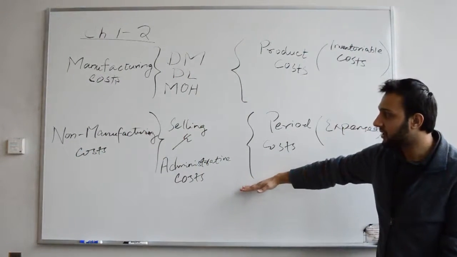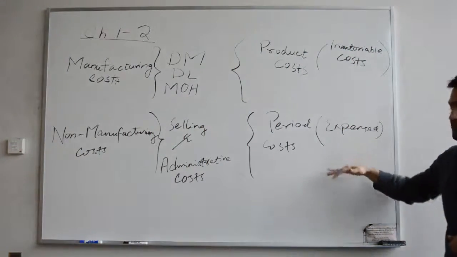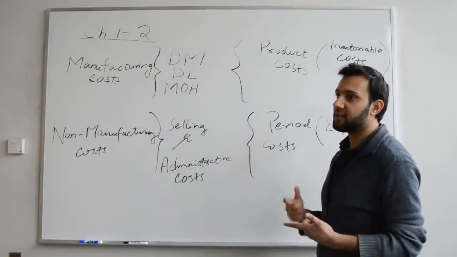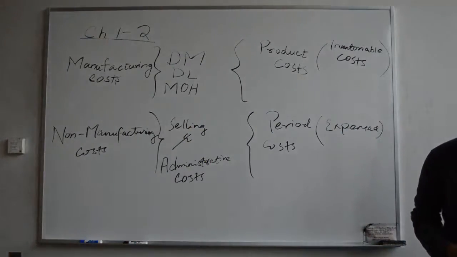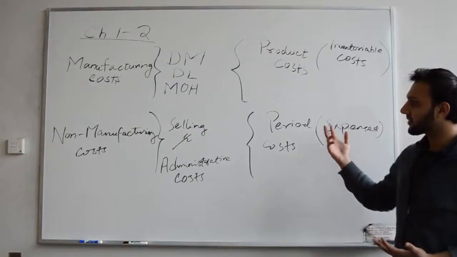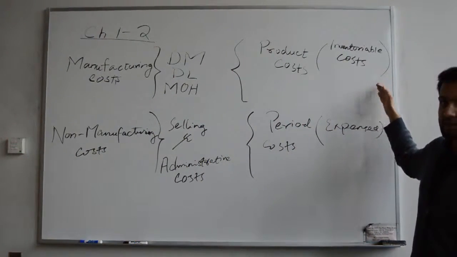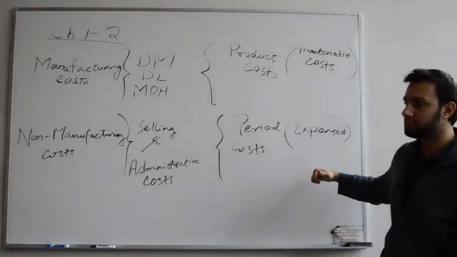For non-manufacturing costs, selling and administrative, these are called period cost. The reason being, you expense them in the period that you incur them. So if this year or this month I paid a utilities bill, I will expense it on my income statement right away. It doesn't go in my balance sheet, I cannot capitalize it. Selling and administrative, any non-manufacturing, they cannot be capitalized. You expense them in the period that you incur them. That's it.